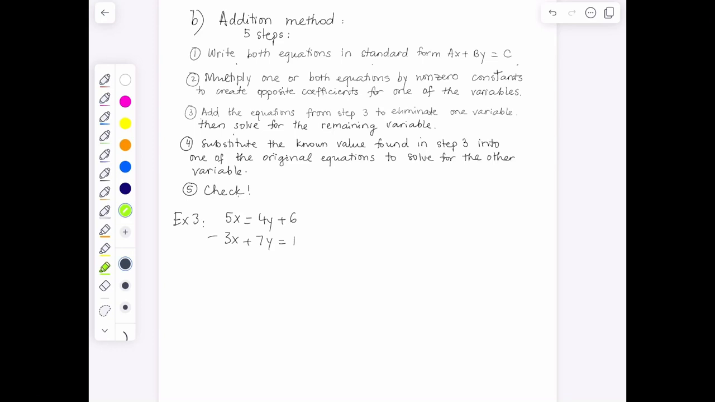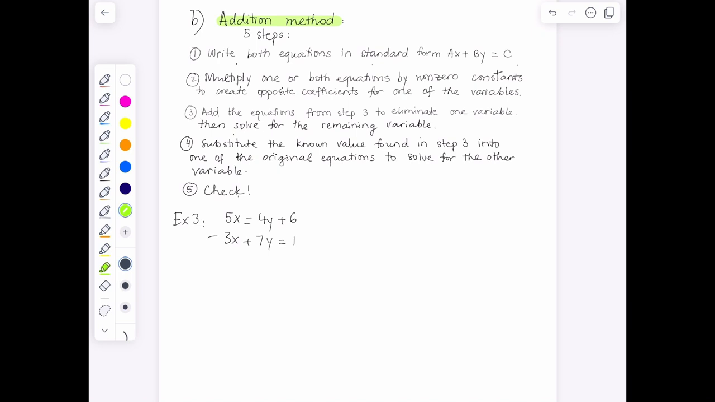Another method we can use to solve a system of linear equations is called the addition method. In some books, they also call the addition method the elimination method because along the way, we want to be able to eliminate one of the two variables so that we can focus on just solving for one variable at a time. Here are the 5 steps.